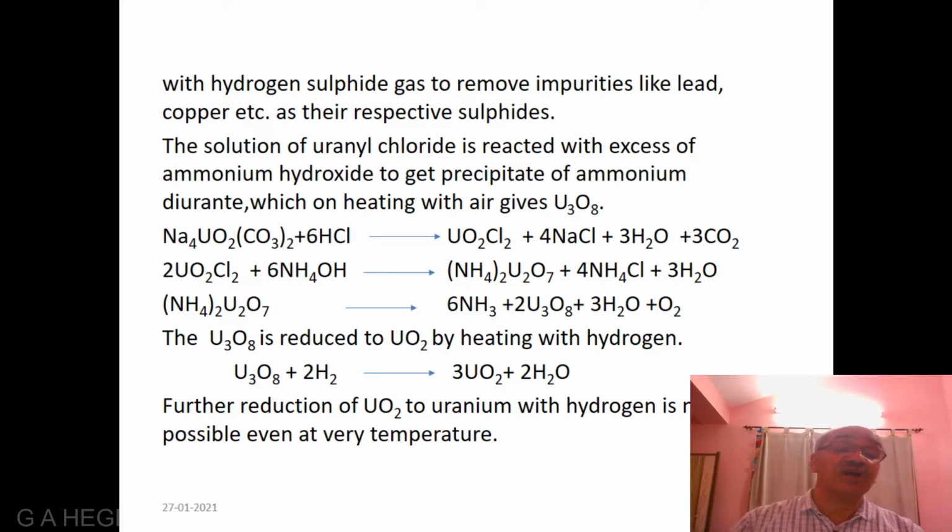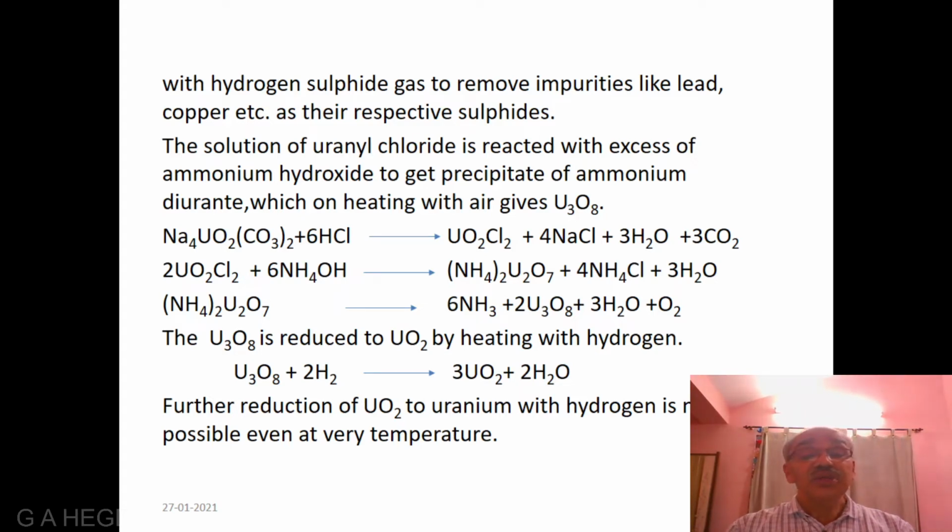The equations are Na4[UO2(CO3)3] plus HCl gives rise to UO2Cl2 plus NaCl plus H2O plus CO2. UO2Cl2 plus NH4OH gives rise to (NH4)2U2O7 plus NH4Cl plus H2O. (NH4)2U2O7 gives rise to NH3 plus U3O8 plus H2O plus O2.